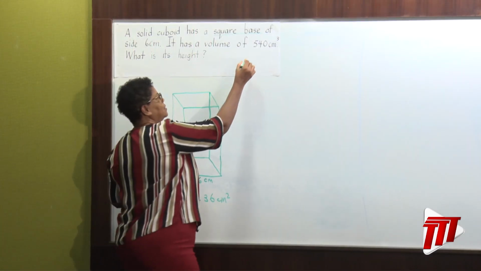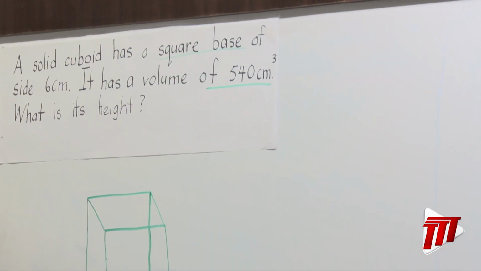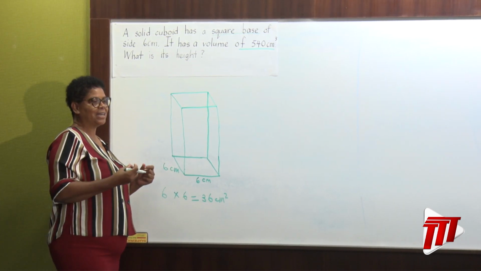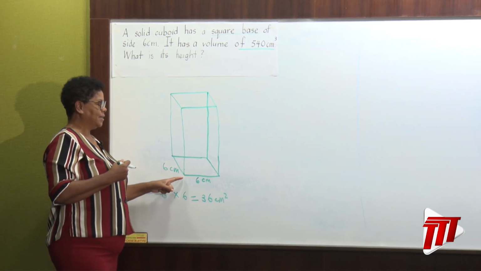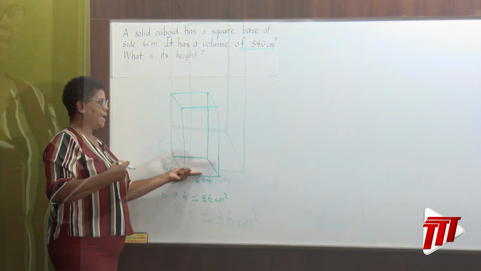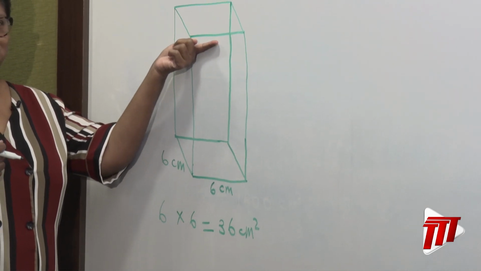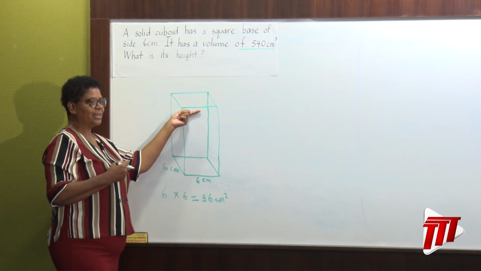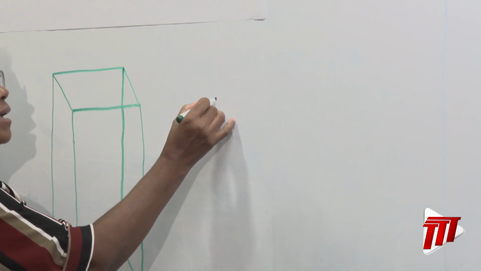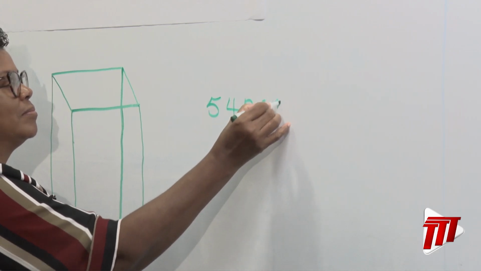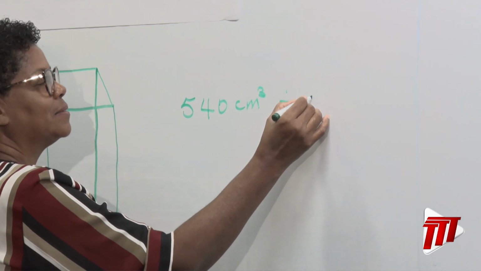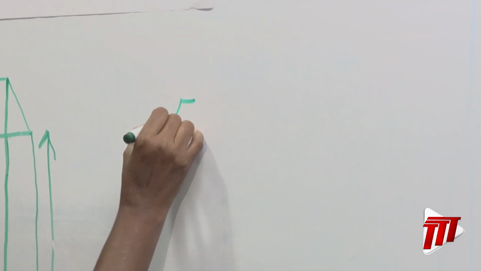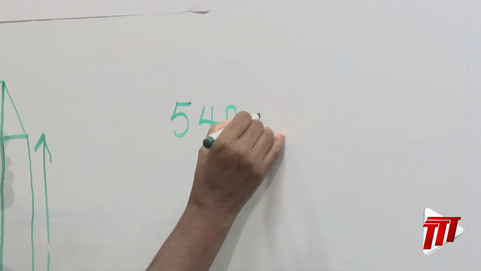They also gave us the volume. So in order to find the volume, just as we recognized before, the volume is really layers of the base to the top. So my area of my base was multiplied by my height in order to give me my volume. So I'm going to divide my volume by the area of my base. So I'm going to divide 540 by 36.